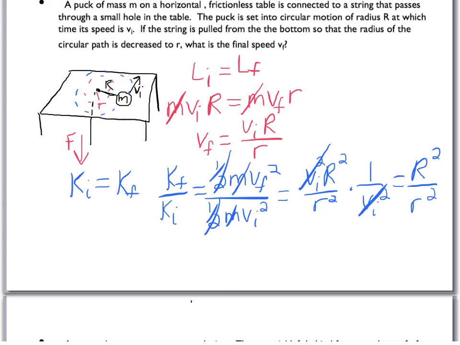And we could even say that since capital R is larger than lowercase r, this ratio is showing us that there's actually an increase in the total kinetic energy. And that increase makes sense in this case because that increase in kinetic energy is coming from the work that was put into this system from the outside force pulling down on the string.